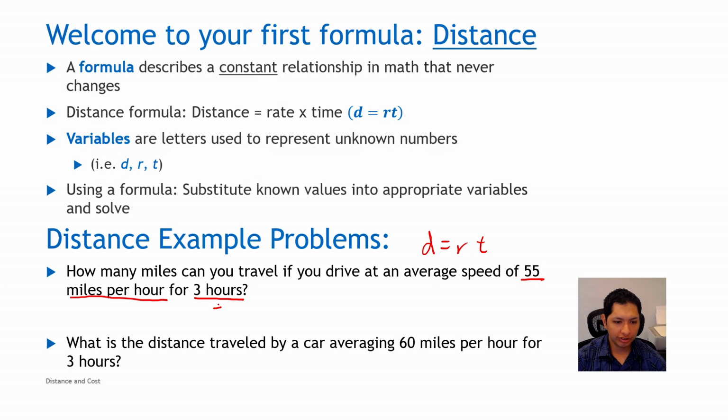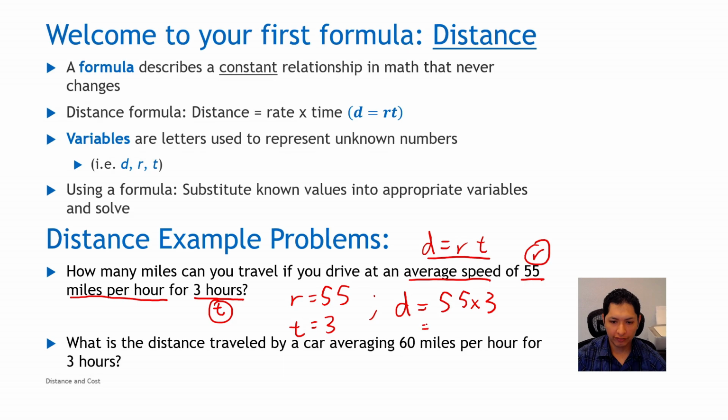So 3 hours is the time, and the average speed is the rate of the vehicle that you're driving, right? So I have the rate and I have the time. So rate is equal to 55 miles per hour and t is equal to 3 hours. So now that I know r and t, I can substitute them into the distance formula. So that becomes d, or distance, is equal to 55 times 3.